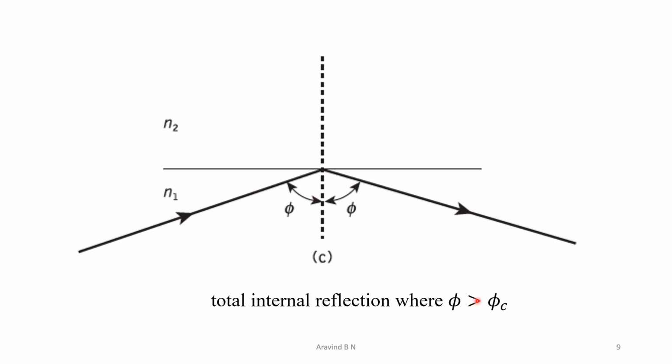The criterion is that the angle of incidence phi must be greater than phi c. Then only will total internal reflection happen; otherwise, it will not. Again, the criterion must be remembered. The light is traveling in a medium of higher refractive index, and it hits an interface with a medium of lower refractive index. Only in such cases do we consider total internal reflection as well as the concept of critical angle.